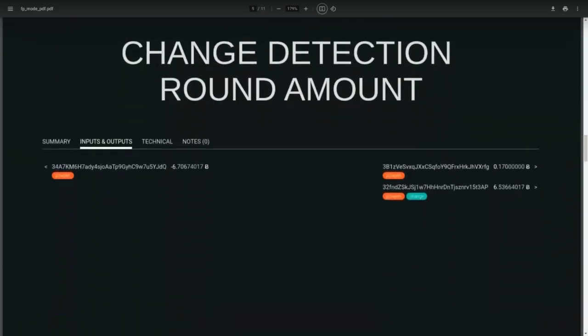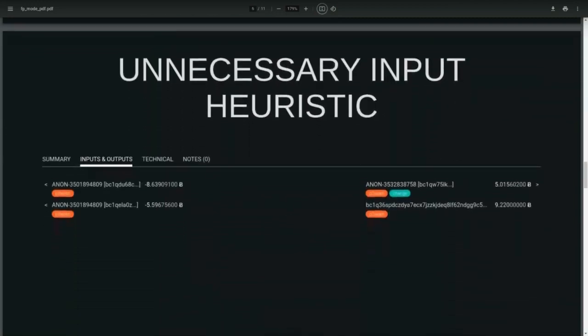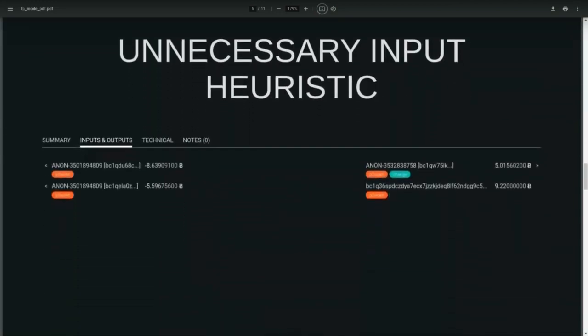Another change detection heuristic that's used is the round payment amount heuristic. So if you look at the outputs of this transaction, you can ask yourself, which of these amounts did the user likely type in? Which of these was the likely intended spend? In this case, it would be the 0.17 BTC coin, which makes the other 6.5 and change output the change. And you can even see that OXT will apply the round payment amount heuristic to this transaction and tell us which output is change.